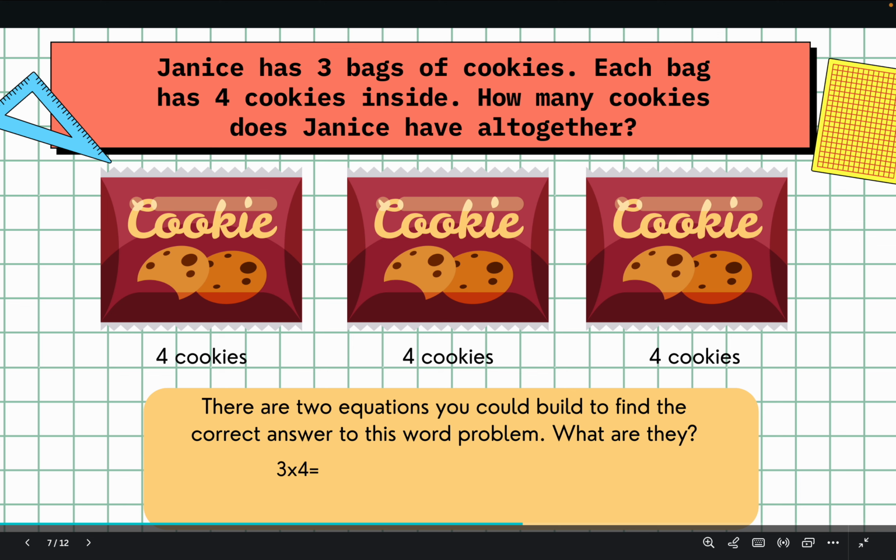If you wrote 3 times 4 and 4 plus 4 plus 4, you are correct. 3 times 4 represents 3 bags of 4 cookies, and 4 plus 4 plus 4 represents 4 cookies plus 4 cookies plus 4 cookies, giving us a total of how many cookies? You're right, 12 altogether. Now, if you did not get this correct, please take a moment to pause the video, look at the visual representation above, and see if you can find your misconception.